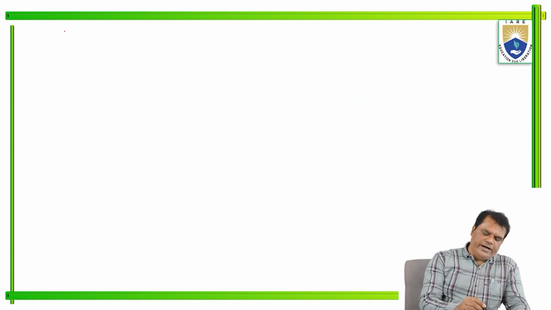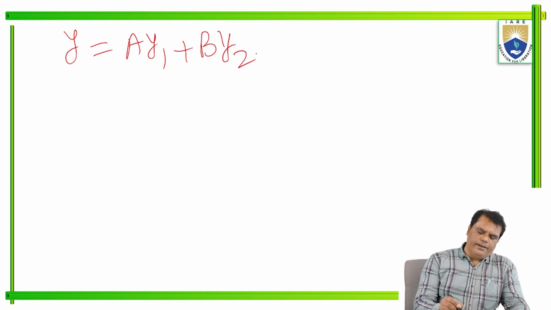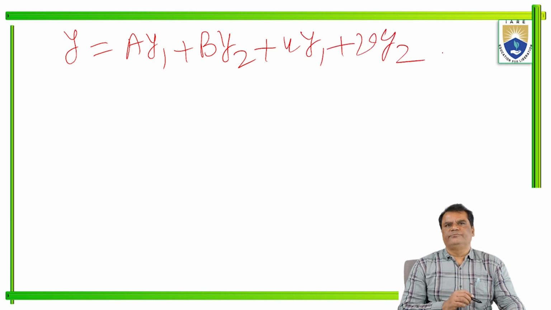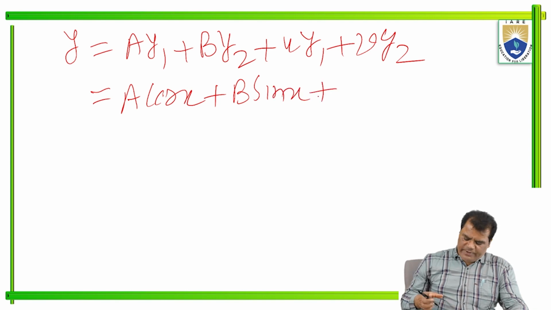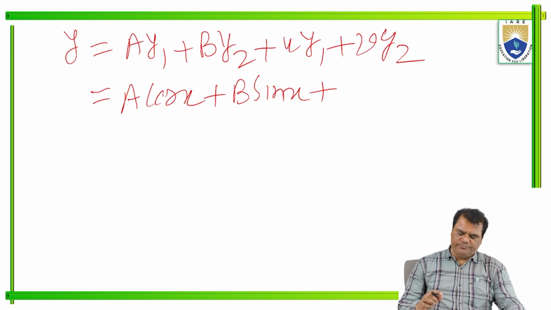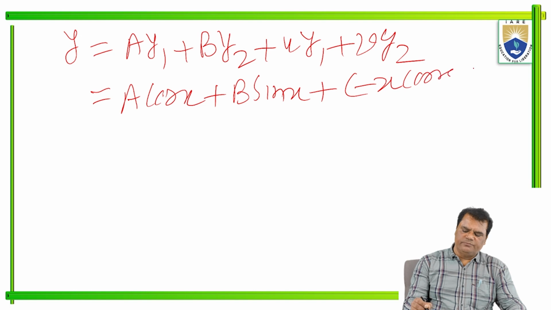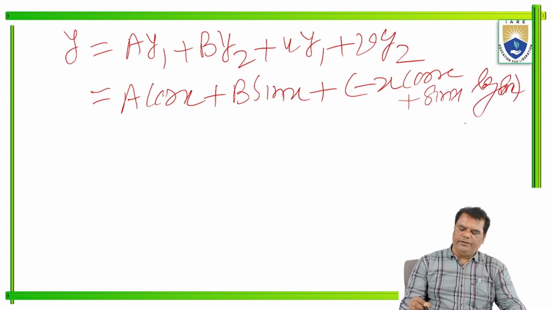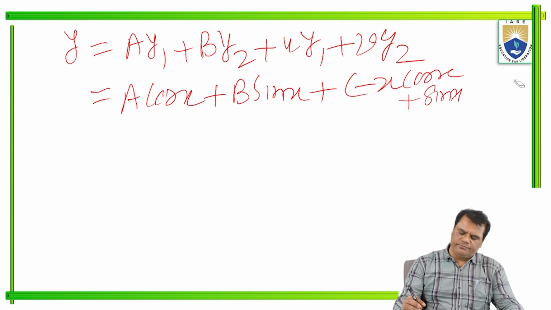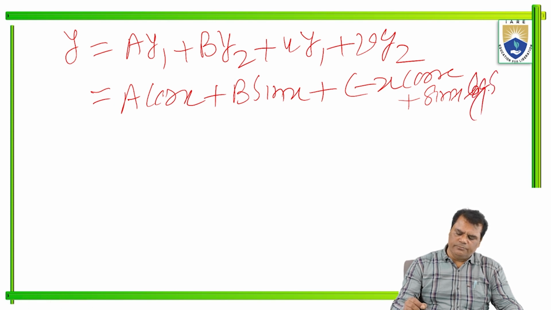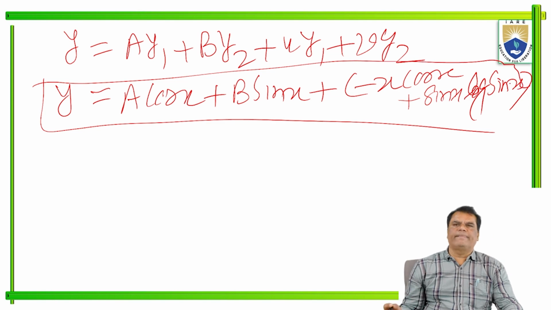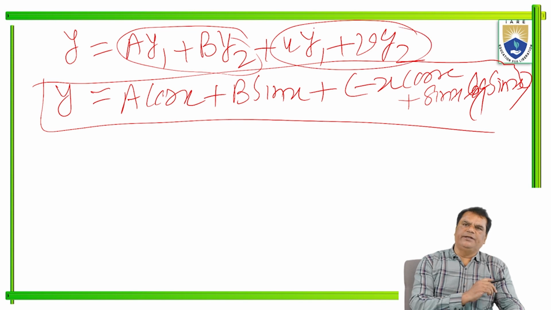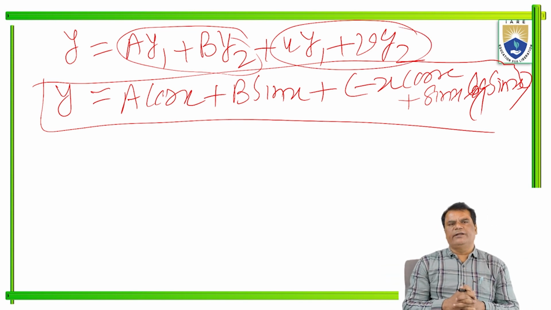Now the complete solution is y equal to a y1 plus b y2 plus u y1 plus v y2. So what is the answer? a cos x plus b sin x plus u, and what is the value of u here? u is minus x, so minus x cos x, plus v is log sin x, into sin x. So this is the complete solution of the given problem. This is the complementary function and this is the particular integral. So this is the addition of the complementary function and particular integral. This is the complete solution.